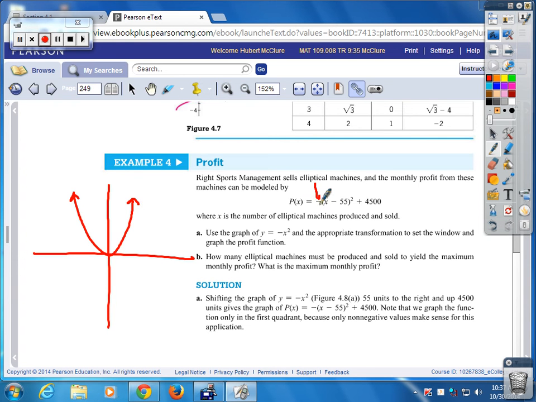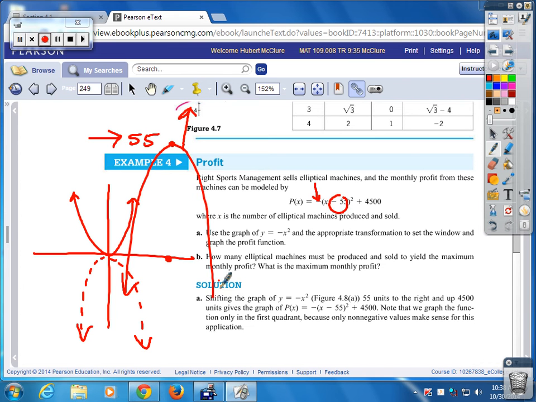Well, what does that tell us right here? That negative tells us it what? It's going to go down, opening downward. And this positive 55 says it's going to move what? To the right 55. And that 4,500 says what? It's going to move up 4,500. So negative 55 will be out here. And then 45 will be up here. So it looks like that.